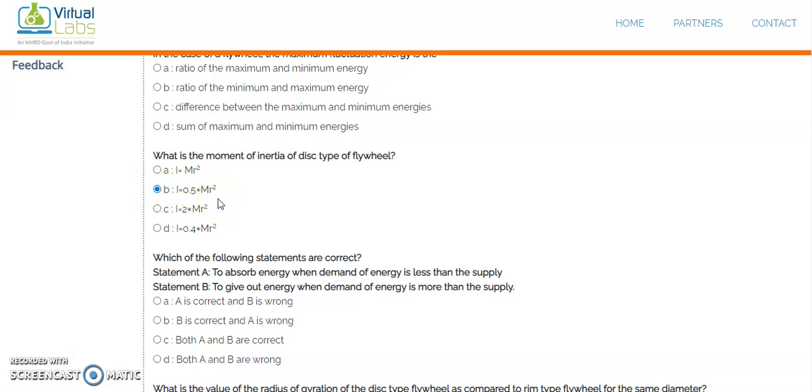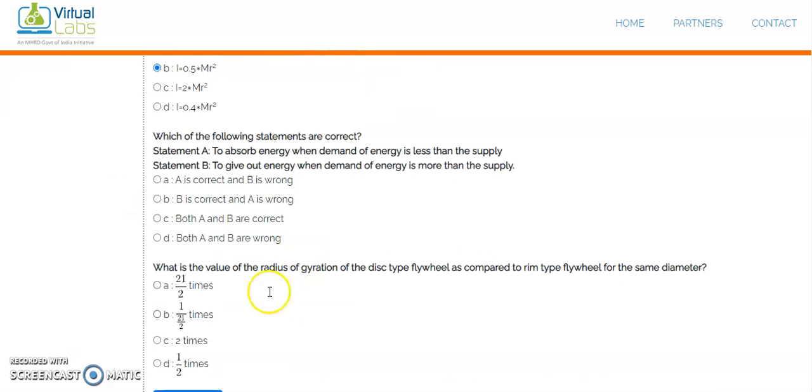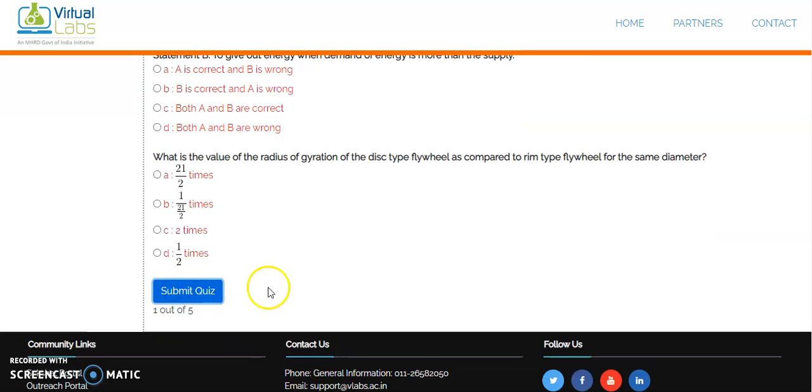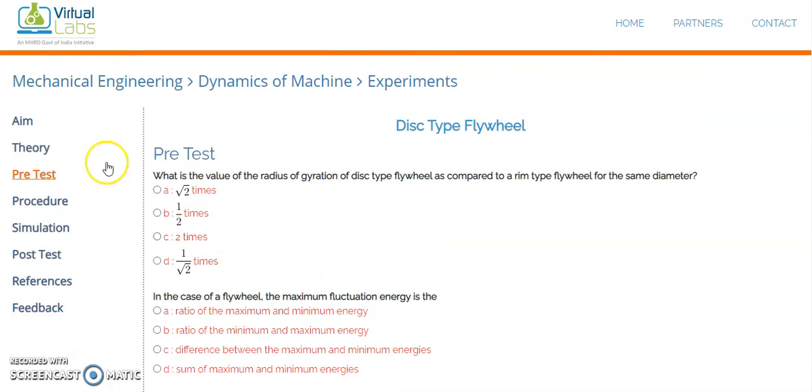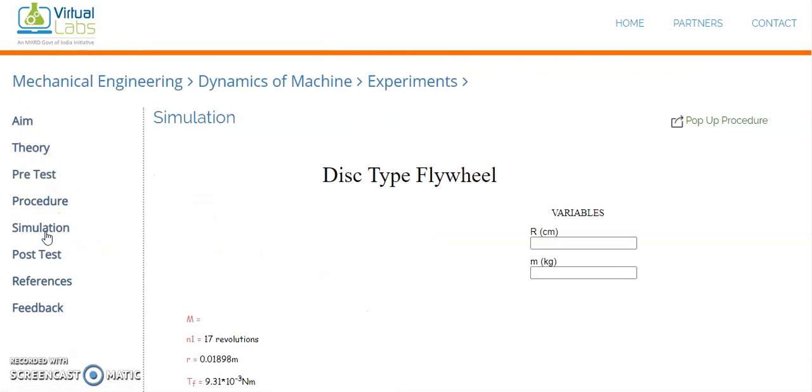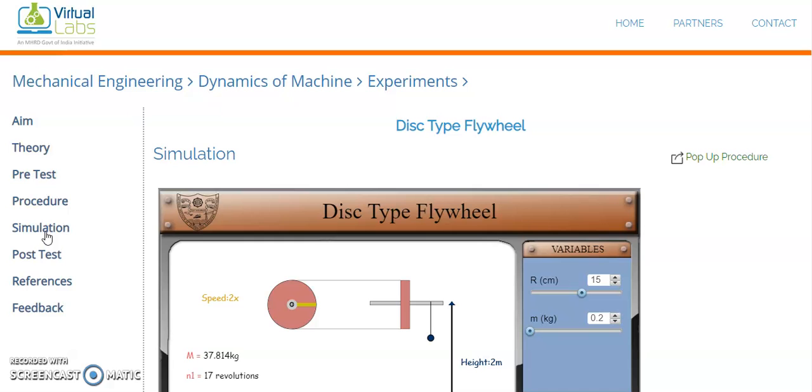While solving the flywheel problem in the second unit, turning moment diagram and flywheel, we have to study this. We know this, right? So we'll check whether it is right. Yes, it is right. 1 out of 5 is right. Likewise you have to answer all of these. After this pre-test we'll move on to the experiment through the simulation.